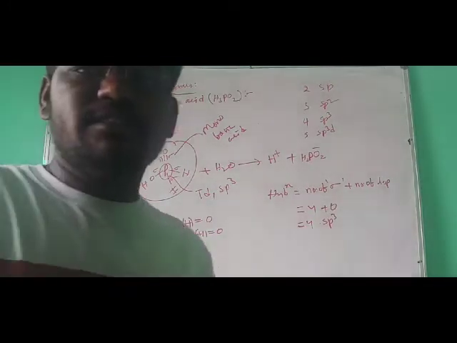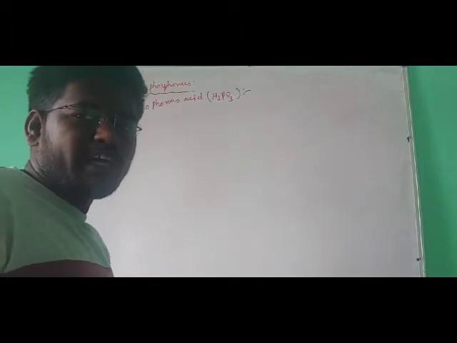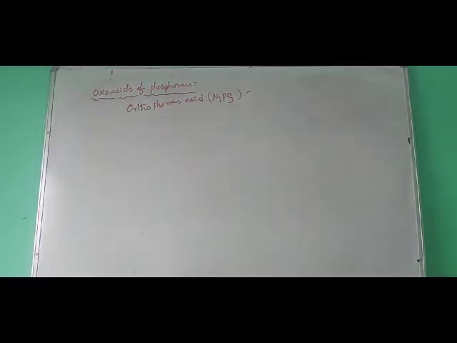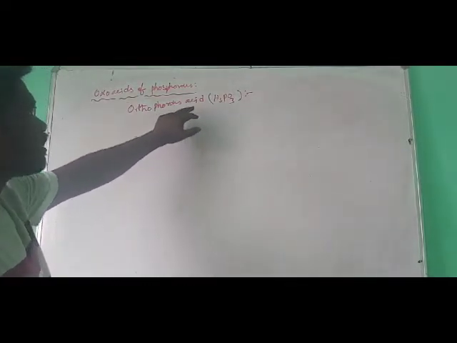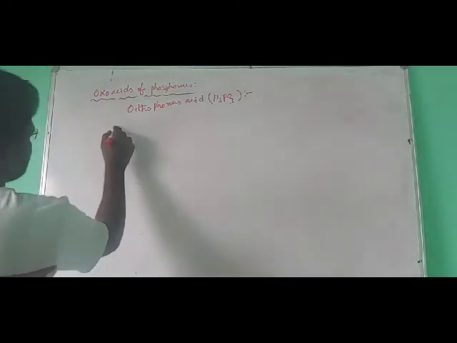So next, right guys, the next oxo acid of phosphorus is orthophosphorous acid. Orthophosphorous acid is also known simply as phosphorous acid. The formula is H3PO3. So first, the structure.